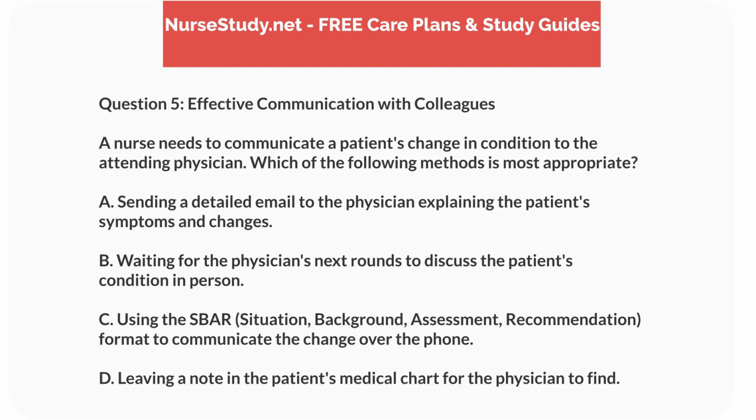Question 5. Effective communication with colleagues. A nurse needs to communicate a patient's change in condition to the attending physician. Which of the following methods is most appropriate? A. Sending a detailed email to the physician explaining the patient's symptoms and changes. B. Waiting for the physician's next rounds to discuss the patient's condition in person. C. Using the SBAR (situation, background, assessment, recommendation) format to communicate the change over the phone. D. Leaving a note in the patient's medical chart for the physician to find.